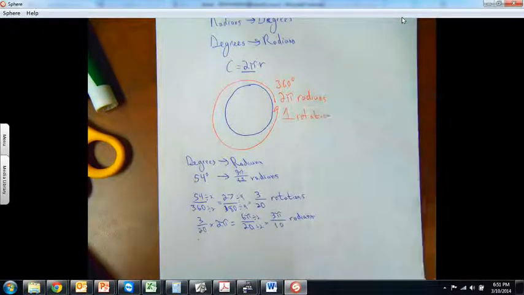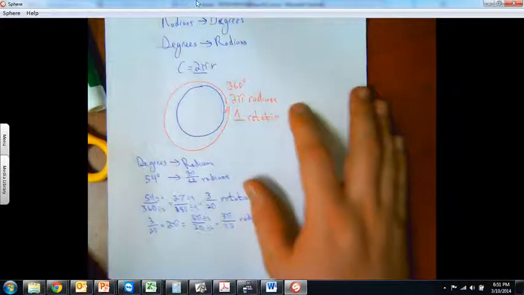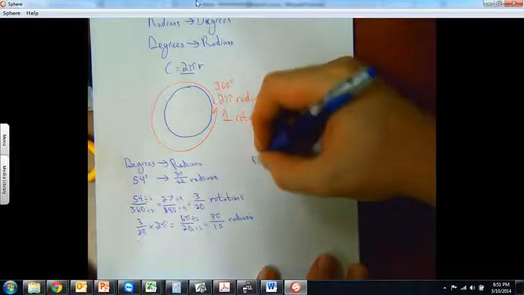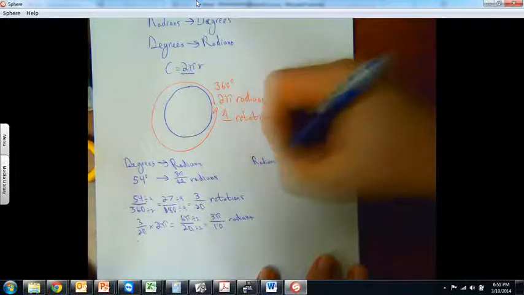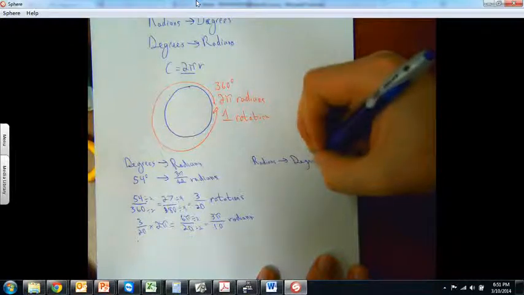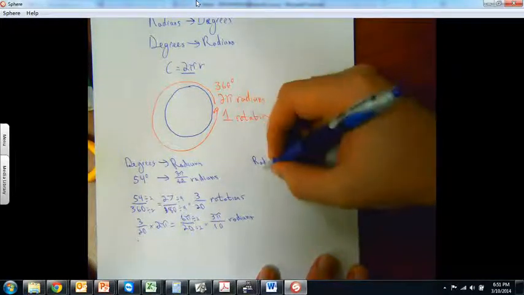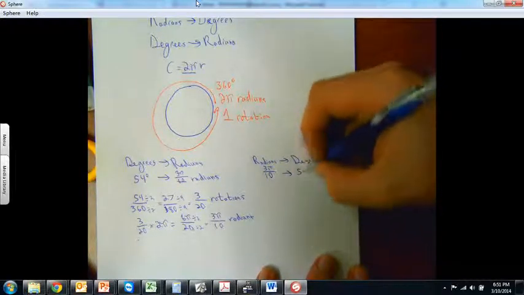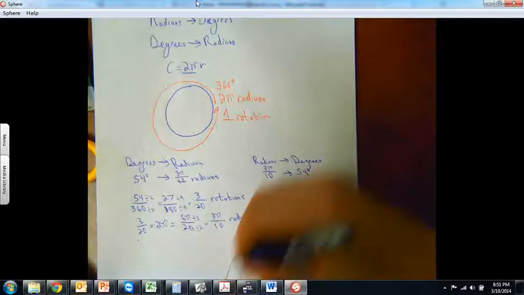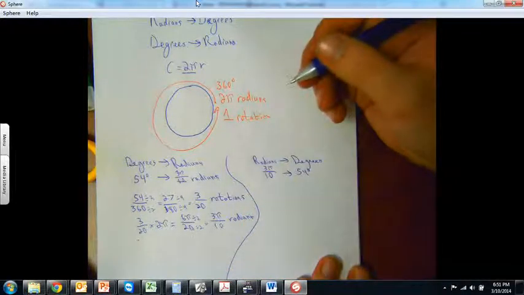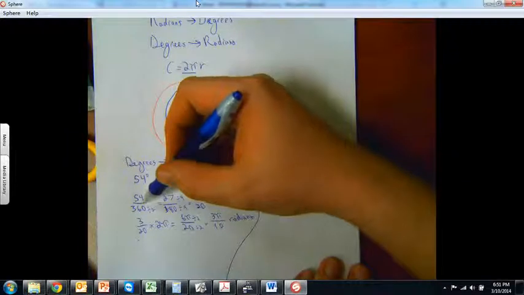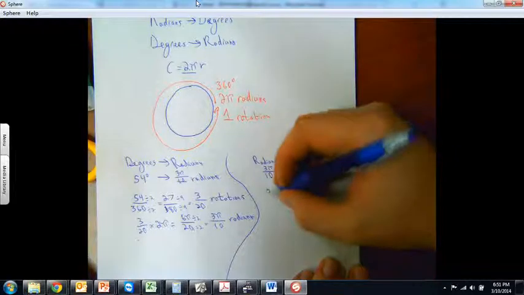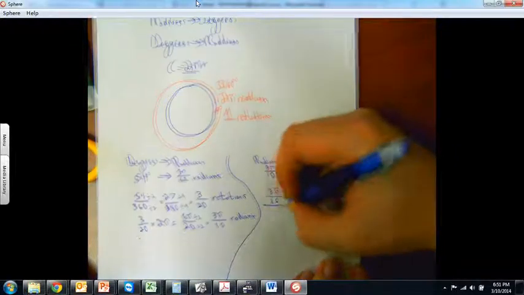Now, to go the other way, it's just reversing the order of the steps I did and switching around some of the numbers. So let's go from radians back to degrees. Let's do the same thing since we know what it equals: 3 pi over 10 and turn it into 54 degrees. Let's separate this a little bit. First thing I'm going to do, similar to over here where I divided by the total number of degrees it takes for a complete circle, this time the total radians it takes for a complete circle is 2 pi.